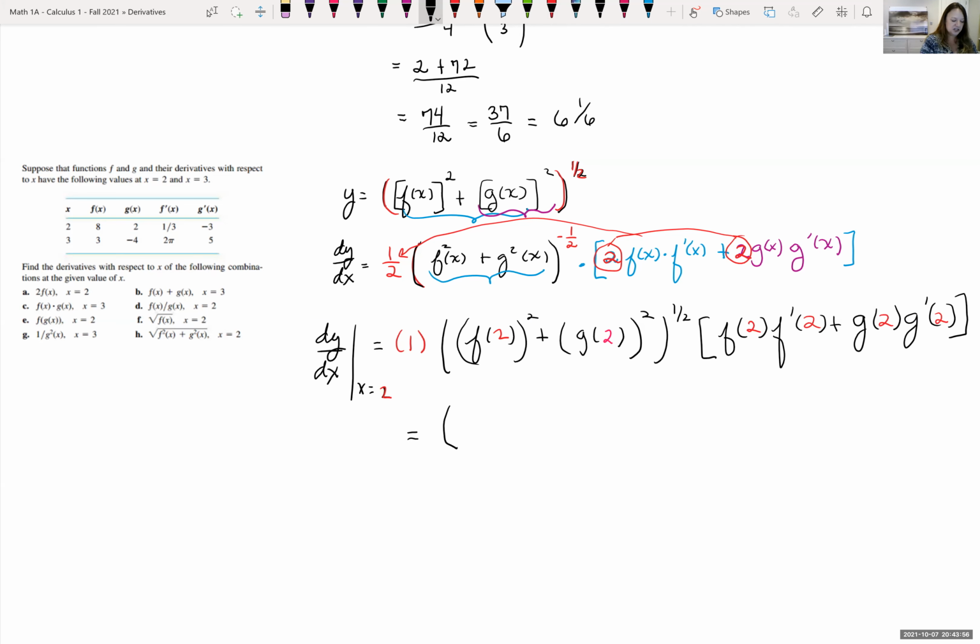So now we're going to use our chart. So f of 2 is 8. So we have 8 squared plus g of 2. G of 2 is 2. So 2 squared. All raised to the, and this should be a negative 1/2 power. Times f of 2, which is 8, times f prime of 2. F prime of 2 is 1/3. Plus g of 2. G of 2 is 2. Times g prime of 2, which is negative 3.